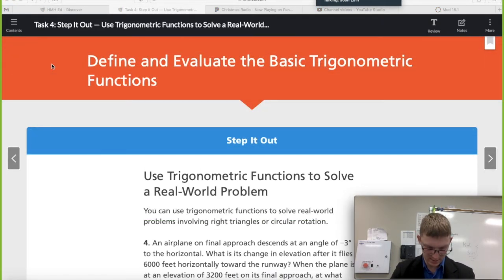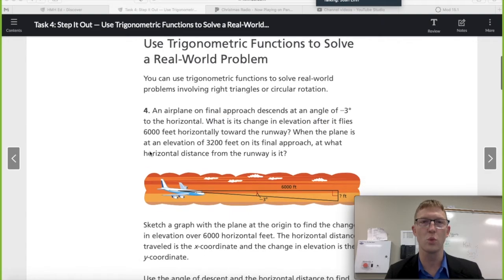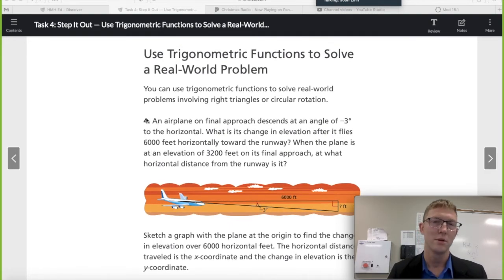And you guessed it, we're going to have a real world problem. So use trigonometric functions to solve a real world problem. Out of all the things we learned, the trig is probably going to be your most likely to be used in a real world problem. In the real world, period.